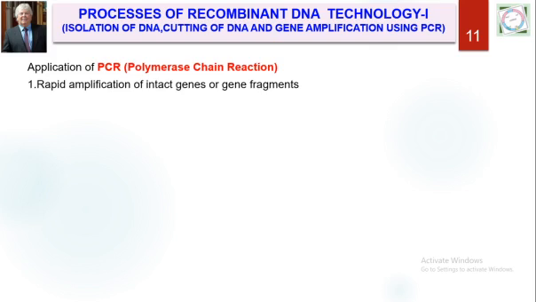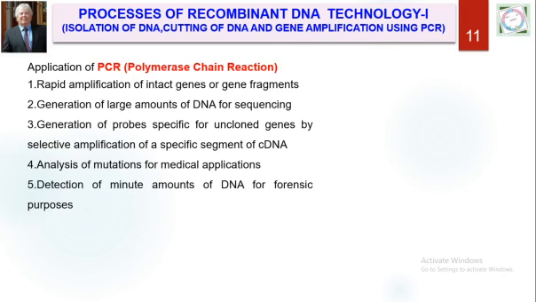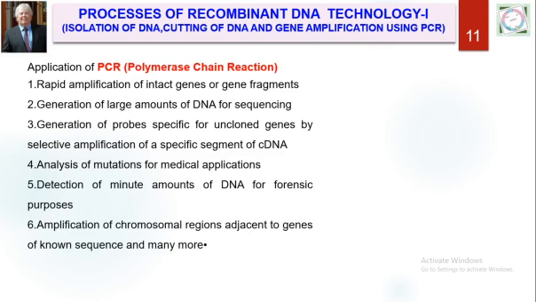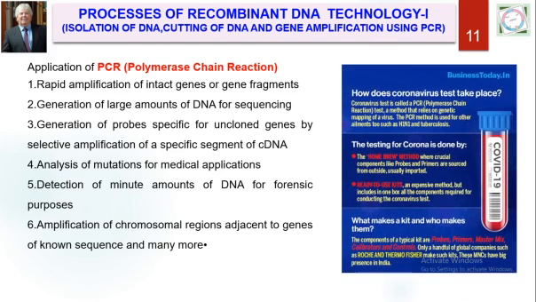First of all, we'll just talk about applications of PCR. PCR allows rapid amplification of intact genes or gene fragments. It generates large amount of DNA for sequencing, generation of probes specific for uncloned genes by selective amplification of specific segment of complementary DNA, analysis of mutation for medical application, detection of minute amount of DNA for forensic purpose, and amplification of chromosomal regions adjacent to genes of known sequences, and many more. Even you have heard that RT-PCR is done to detect COVID.